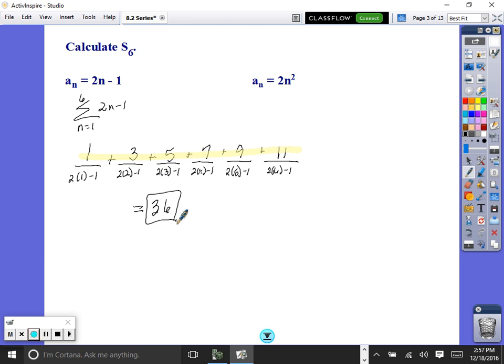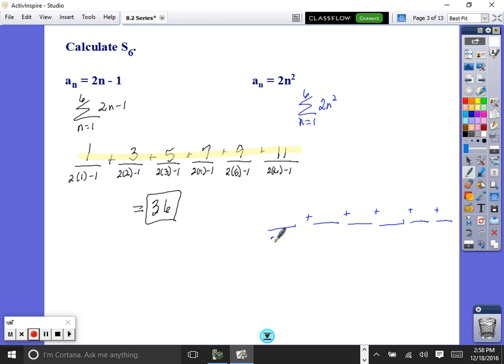Let's try the last one. Still adding up 6 terms, so it would be the summation of 1 to 6 terms of 2n squared. So this time I have 1 plus 2 plus 3 plus 4 plus 5 plus 6 terms.